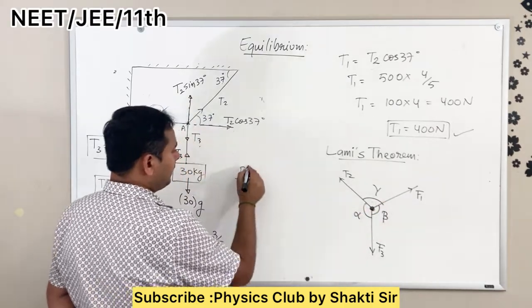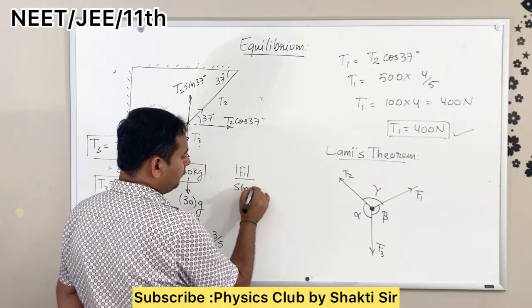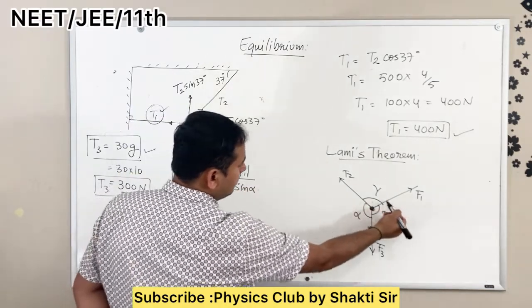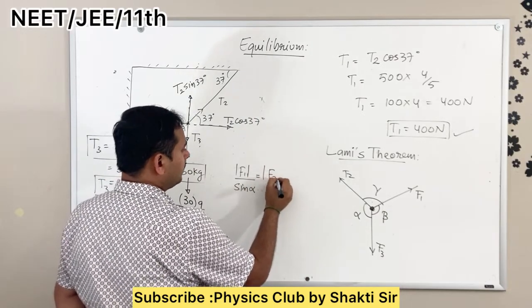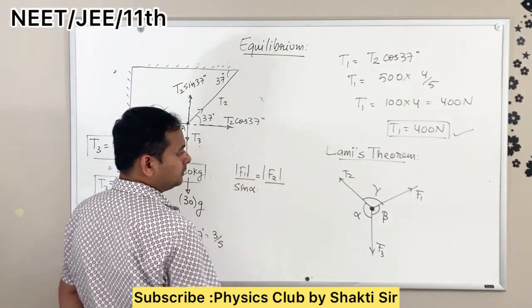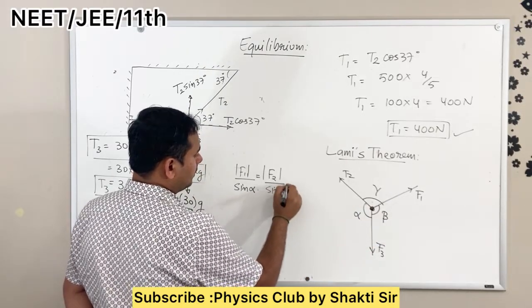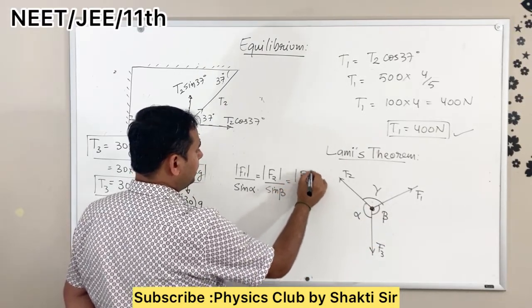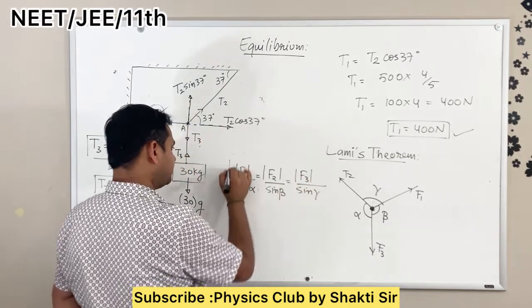So the expression of Lami's theorem is the magnitude of F1 divided by sine of alpha, the angle which is just opposite to F1, is equal to the magnitude of F2 divided by sine of beta, and the magnitude of F3 divided by sine of gamma.